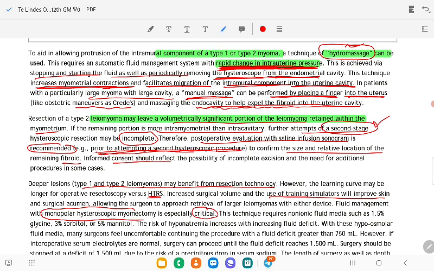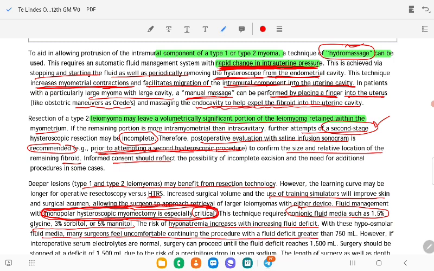Monopolar, I already told, if you are doing monopolar cautery, you have to use glycine, sorbitol, mannitol. All these are hypotonic solutions. Hypertonic solution you cannot use, as that will lead to fluid imbalance. This technique uses non-ionic fluids such as 1.5% glycine, 3% sorbitol, 5% mannitol. The risk of hyponatremia increases with fluid deficit. With this hyposmolar fluid medium, many surgeons feel uncomfortable continuing when the fluid deficit is greater than 750.